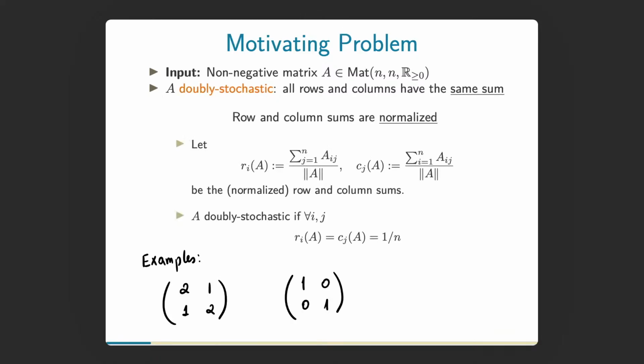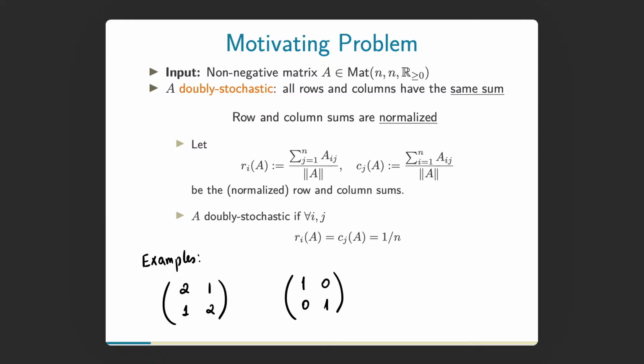Then I'll say that A is doubly stochastic if all the rows and columns have the same sum. But by sum here, I'm going to normalize them, because I won't care if I take a matrix and multiply all the entries by 2, if it still has the same row sums and column sums, it should be the same. So I'm just going to normalize the row and column sums.